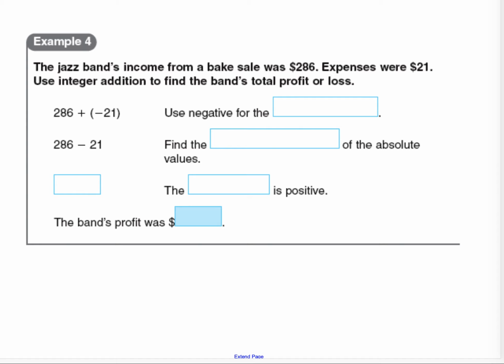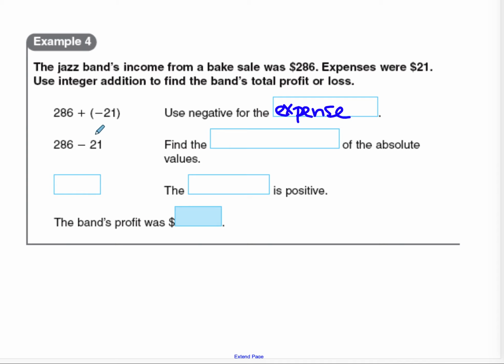Okay, let's take a look at a story problem. The jazz band's income from bake sale is $286. Expenses were $21. Use integer addition to find the band's total profit or loss. Profit means the band made money, and loss means the band lost money. All right, so we are going to use a negative number to represent the expenses. When you're paying money to buy things for your bake sale, that's an expense, and that's like a negative number.